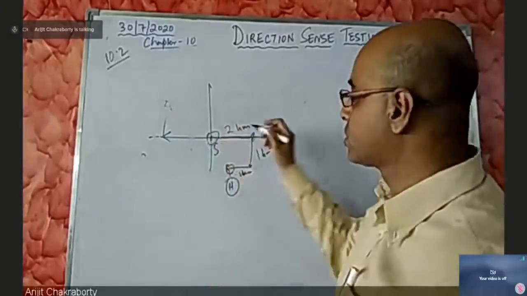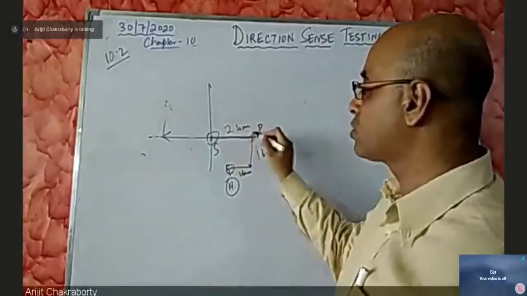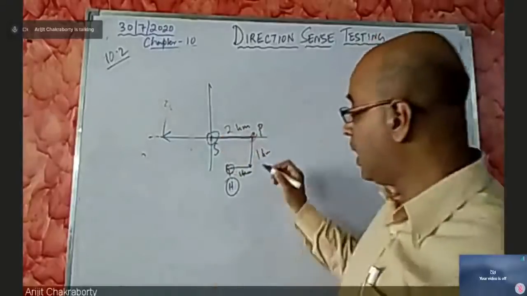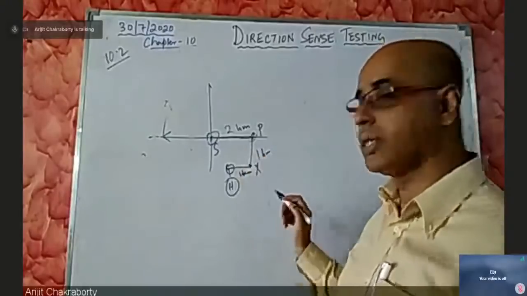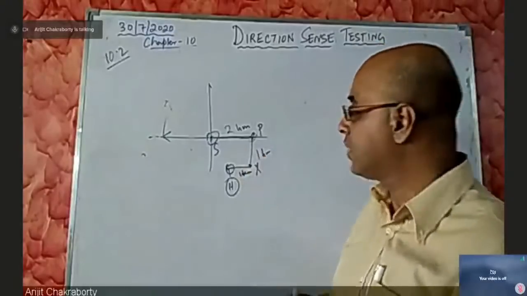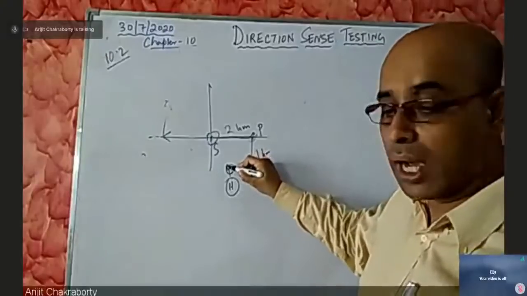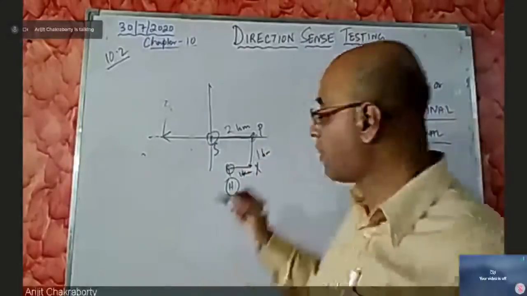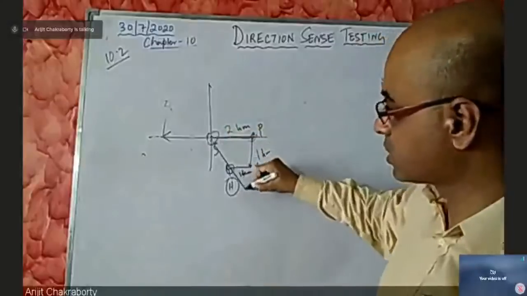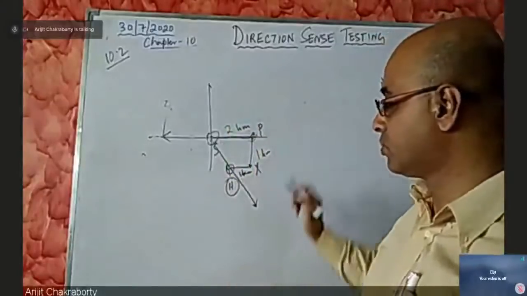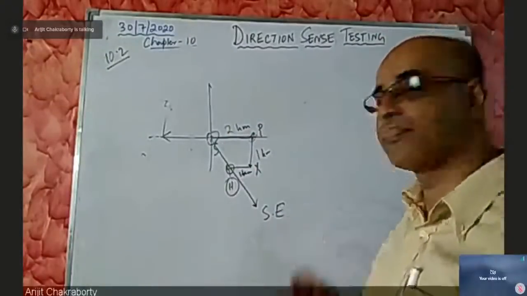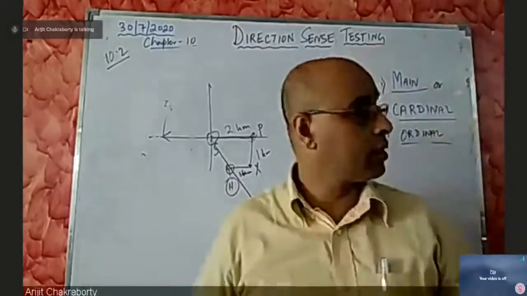here. So S to, say this is P. SP is 2 kilometers and his house, let's call it X. XH is 1 kilometer. Okay? That means his house is southeast, absolutely southeast. So it is southeast. So this is south, this is east. So this direction is southeast. Okay? It is an ordinal direction.